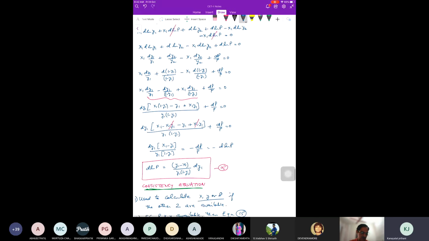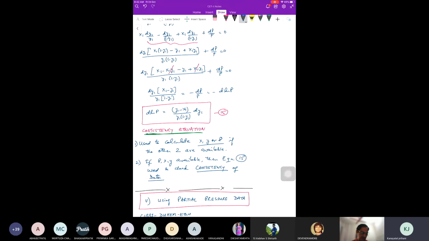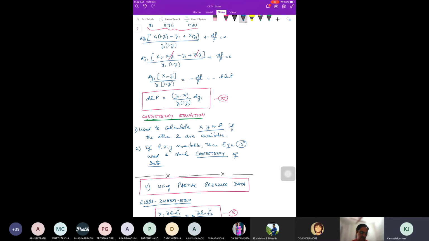Okay, no questions. So this is called the consistency equation. Again, we are testing data, right? If we collected VLE data and we measure y1, x1 and pressure, then that should satisfy equation 15, right? Or you can use it to calculate x, y or P for the two variables available. Suppose x1, y1 is available, you can calculate P. If x1, P is available, you can calculate y1, right? And if all three are available, then you can use it to just check for consistency of data. Does it make sense? Does it represent the system correctly? If it doesn't satisfy this equation, then the data is not consistent. Okay. Any questions on consistency test?